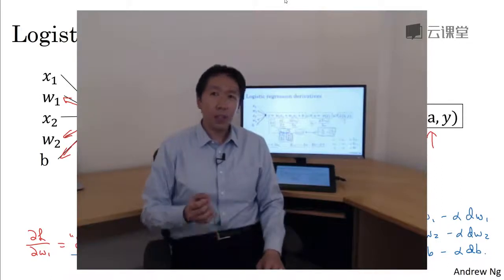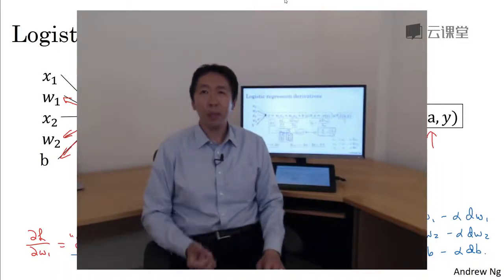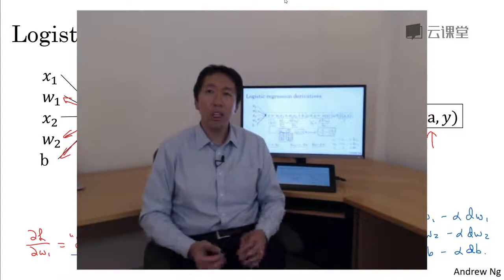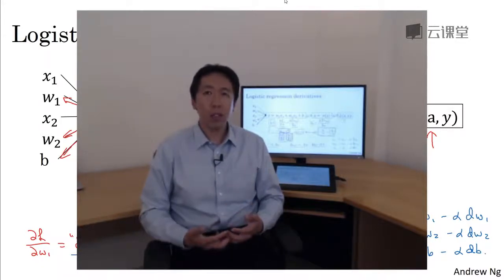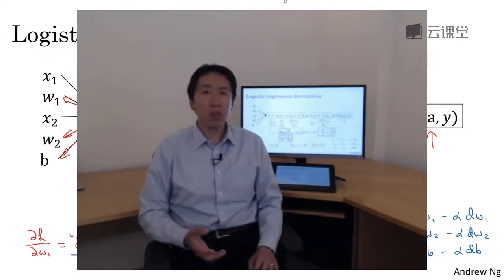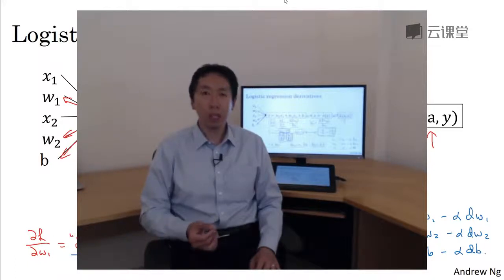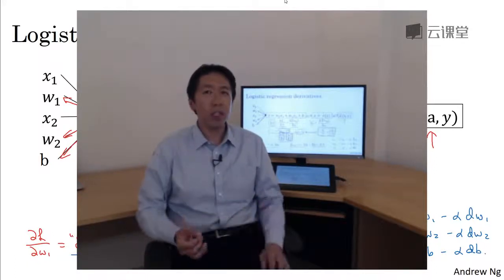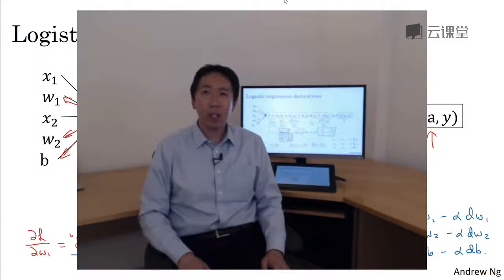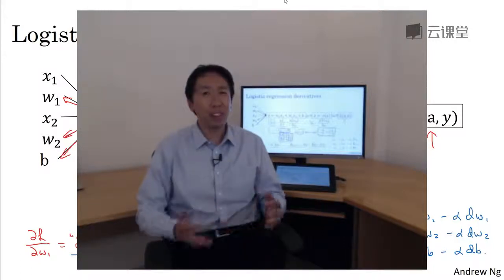So you've seen how to compute derivatives and implement gradient descent for logistic regression with respect to a single training example. But to train your logistic regression model, you have not just one training example, you have an entire training set of m training examples. So in the next video, let's see how you can take these ideas and apply them to learning not just from one example, but from an entire training set.